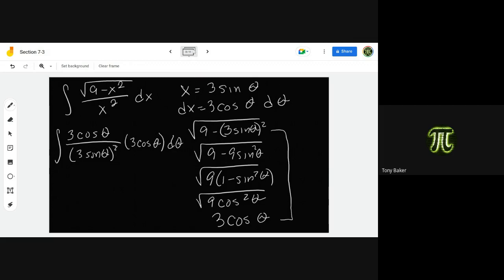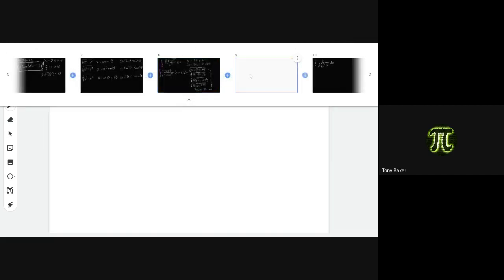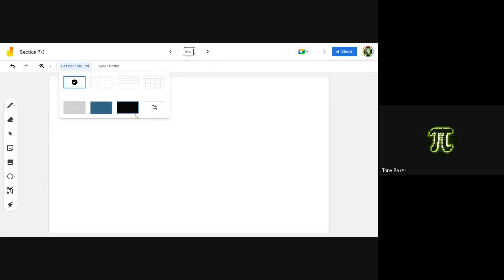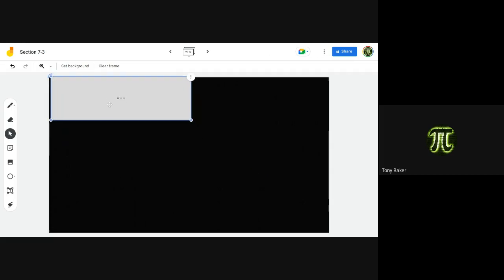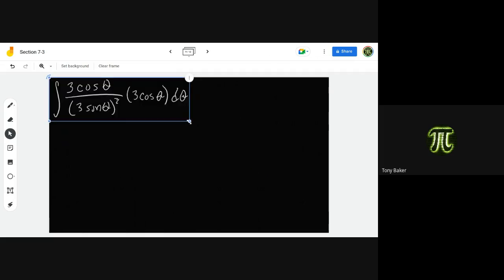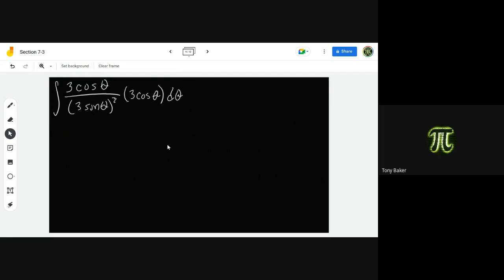All right. Now we got to clean up the integral and do the integration. This is one of those ones where you want to try to do as much cleaning, reducing and simplifying as you can before you do the actual problem. So I have 9 cosine squared theta over 9 sine squared theta d theta. So I just put the top together and got rid of the parentheses on the bottom.